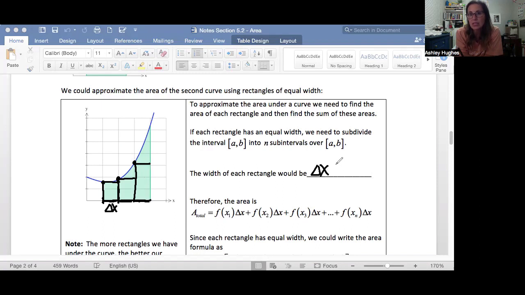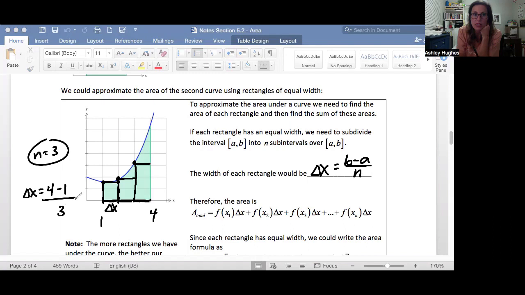And then to get that delta x, you take b minus a divided by n. So in this case, if this is 1, 2, 3, 4, that's 4. And I wanted to have 3 rectangles. So n is 3. My width of each rectangle, delta x, would be 4 minus 1, that's this distance here, divided by however many rectangles I wanted. So this is 3 over 3. So it shows you that my width is 1, or I'm counting by 1s, which is what I did here.